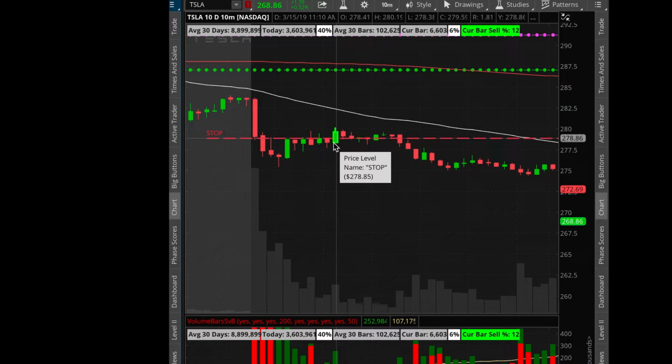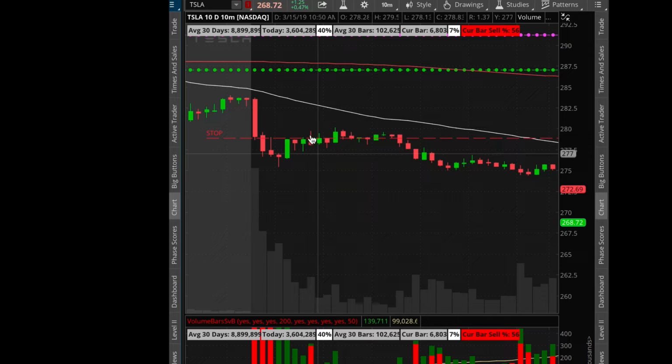Why? Because I want to let my winners run. I don't want to get out too early. I don't want to get squeezed out on a fake cap bounce or a short squeeze. I want to make sure that I'm getting out for a legitimate reason. So what am I looking at here?